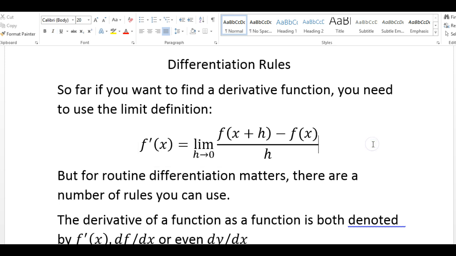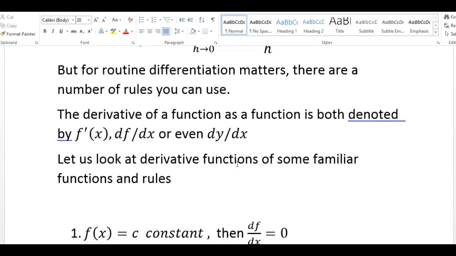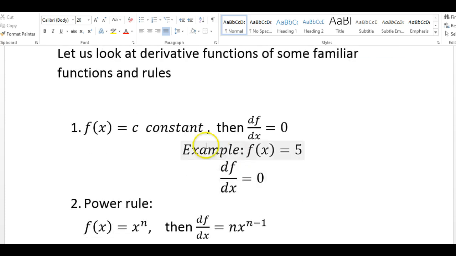However, if every time you want to differentiate a function you had to use this definition, it is going to be very painful and very arduous. So we need some shortcuts. For routine differentiation, there are a number of rules that you can use, which are very nice and easy shortcuts. Now, in an exam or a quiz, if I tell you to use the limit definition, you must use the limit definition. If I don't tell you, then you can use any one of those rules. So let's look at the first rule.